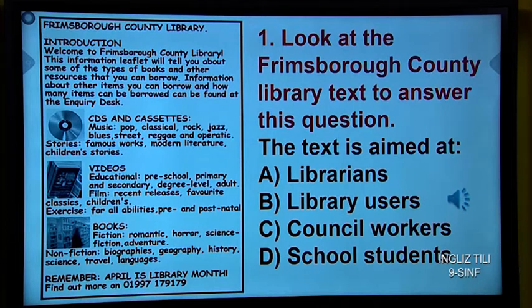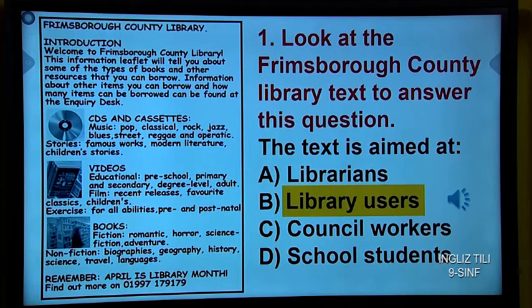Okay, dear pupils, now look at this page. Look at the Finsbury County Library text to answer this question. First one, the text is aimed at A. Librarians, B. Library users, C. Council workers, D. School students. Which one is correct? Yes, you are right. It is library users.